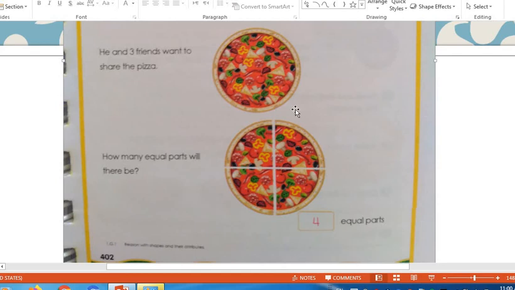Okay, I have 4 friends as the last problem solving. I have 4 friends. I want to cut this pizza into 4 parts. So I'll draw 2 lines here to cut it vertically and horizontally. So I have here 4 equal parts. Okay.